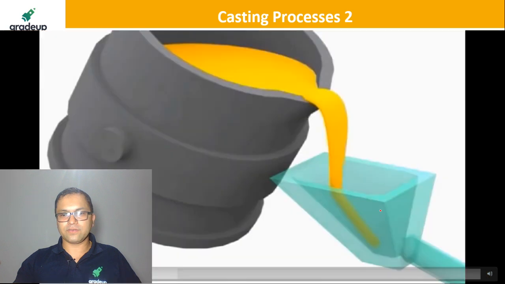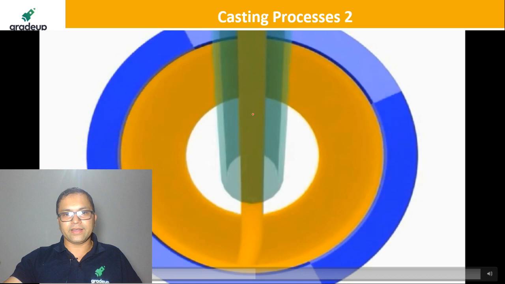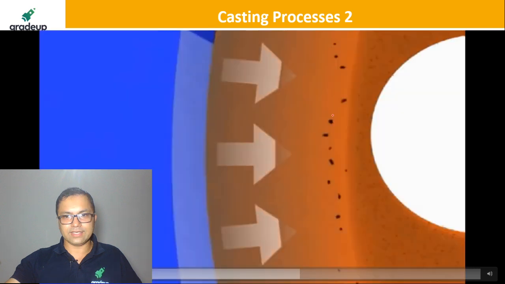Yep, so what happens here is that this molten metal is fed into a rotating chamber. It can also be vertical as well as horizontal, like this. Now, when it's fed, because of the centrifugal action, a hollow casting is made here, and this is the direction of solidification.